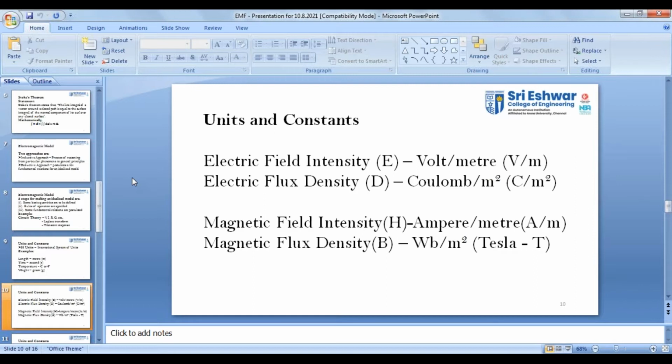So in electric field or in electrostatic field, we will be seeing about E and D terms. Electric field means electric field intensity, capital E, which is measured in volt per meter, V/M, and D, electric flux density, will be measured in terms of coulomb per meter square. Coulomb means it is capital C, C per meter square.